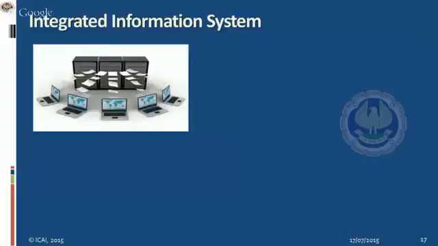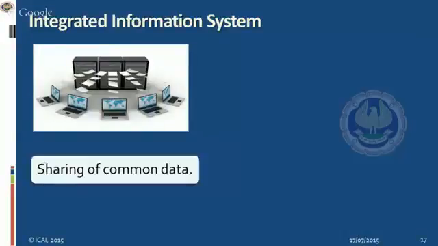Integrated information systems. This is one more characteristic of ERP system. What is the integrated characteristic? Integrated information system. The basic thing here is sharing of common data. In every organization, in case of an ERP environment, a lot of data is created, and whenever data is created, handling the data becomes a very critical issue. So how to handle the data and how to avoid duplication of data?